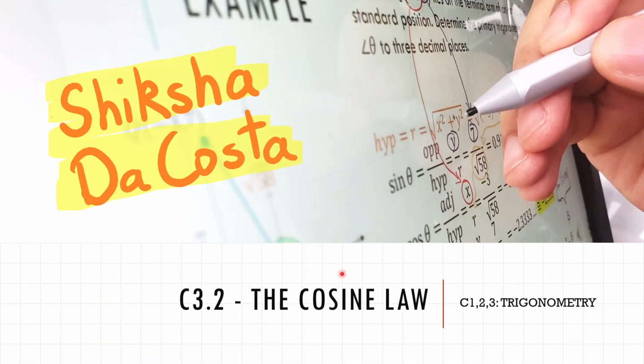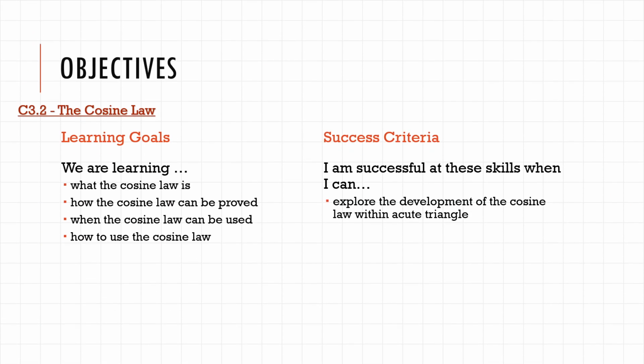Today we're going to learn about the cosine law as part of trigonometry. So in this lesson, you're going to learn what the cosine law is. We're going to prove it algebraically together. You're going to find out the situations when you can use the cosine law and exactly how to do so. And you're successful, of course, by the end of this lesson when you have successfully explored how the cosine law was developed, specifically with acute triangles.